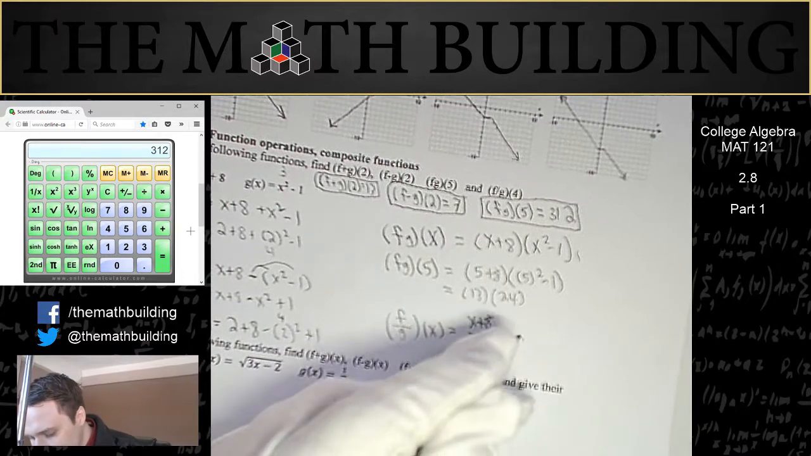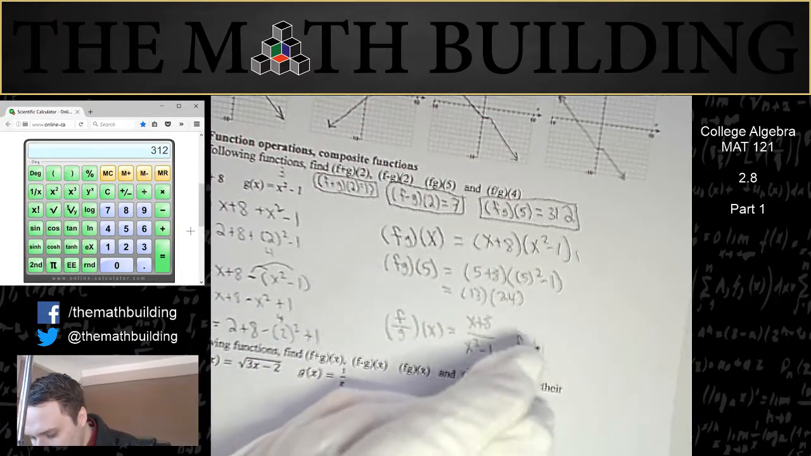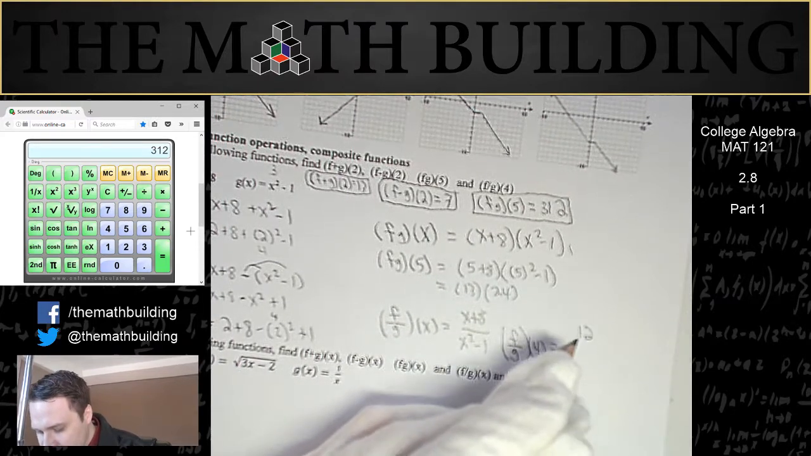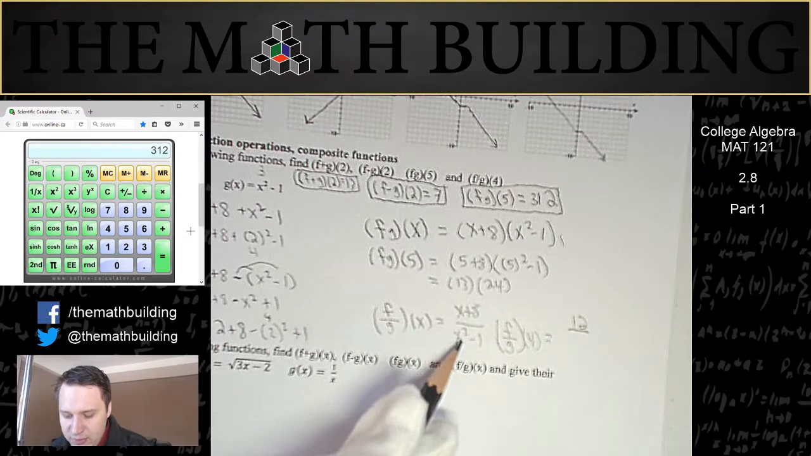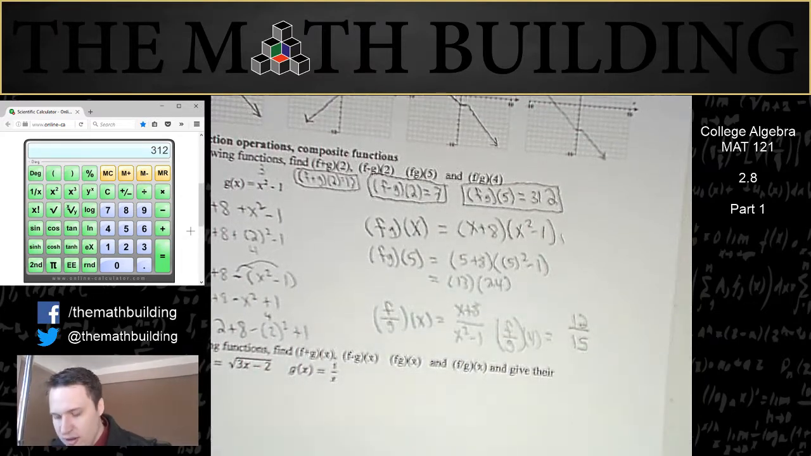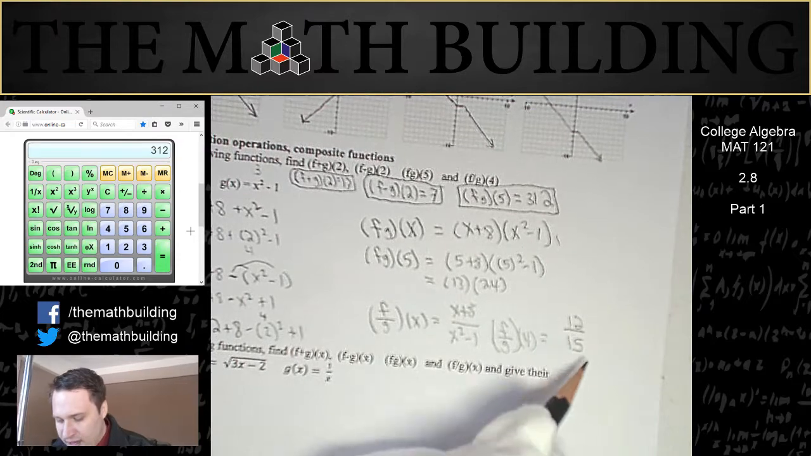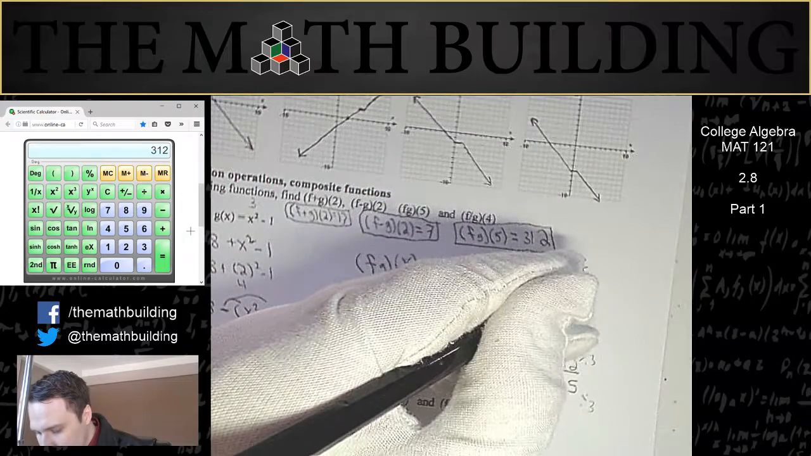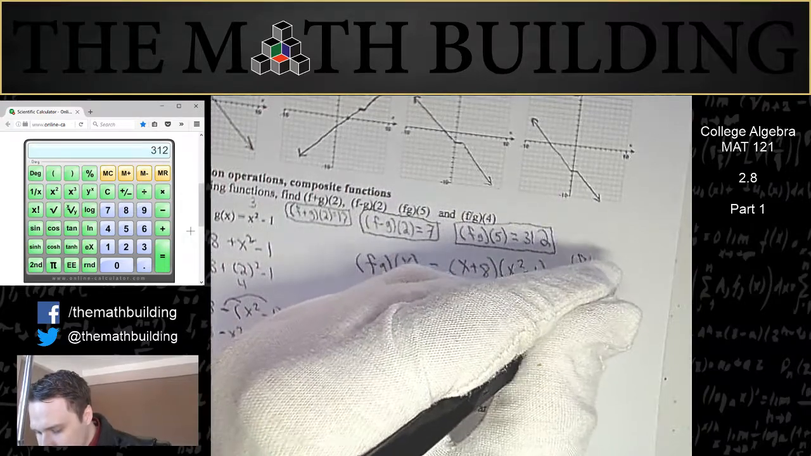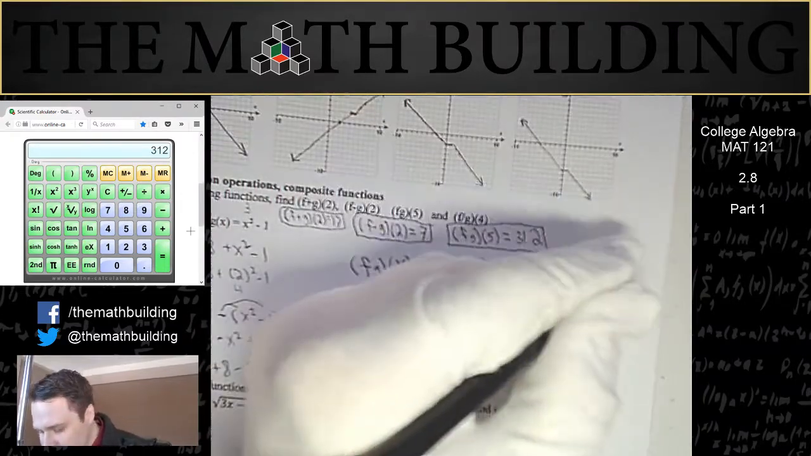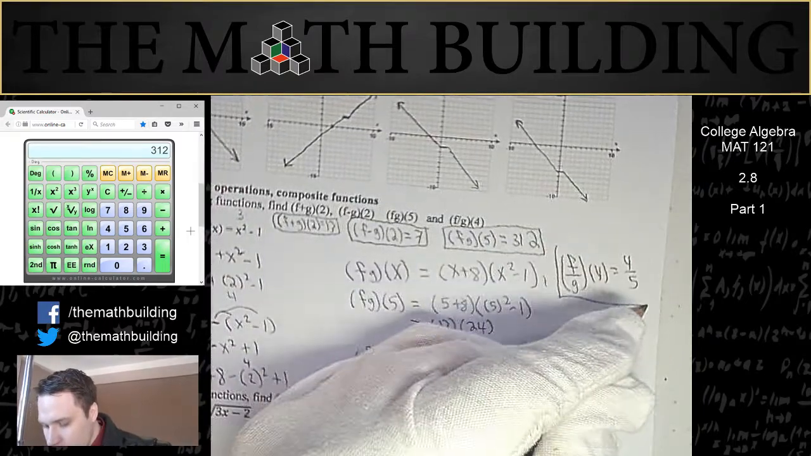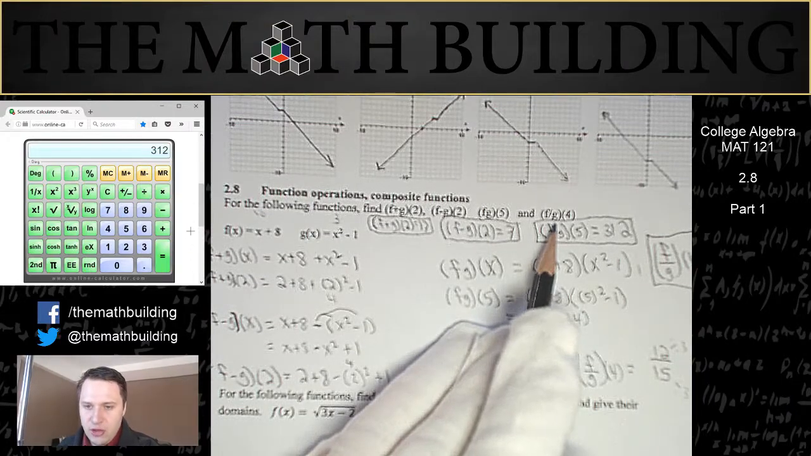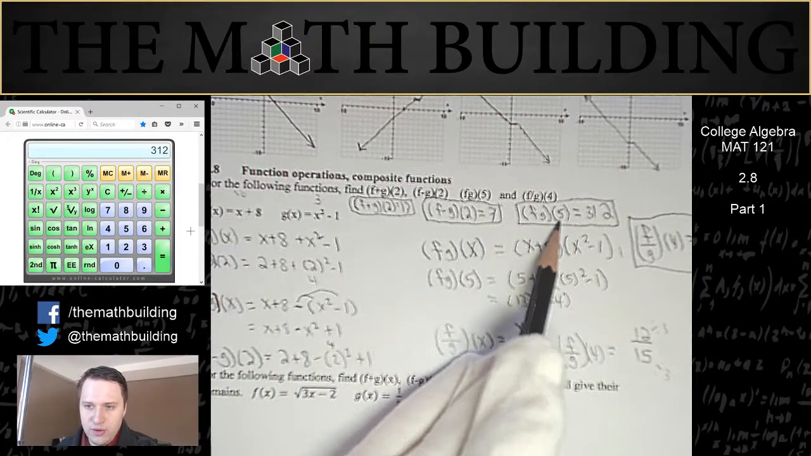So let's do that. f over g of 4 would equal, we plug in the 4 on the top and get 12, because 4 plus 8. 4 on the bottom is going to be 16, minus 1 is 15. So that's basically the answer. Let's reduce that fraction, divide top and bottom by 3. So f over g of 4 equals 4/5. So that's how to add, subtract, multiply, or divide two functions and plug in a number to evaluate it.